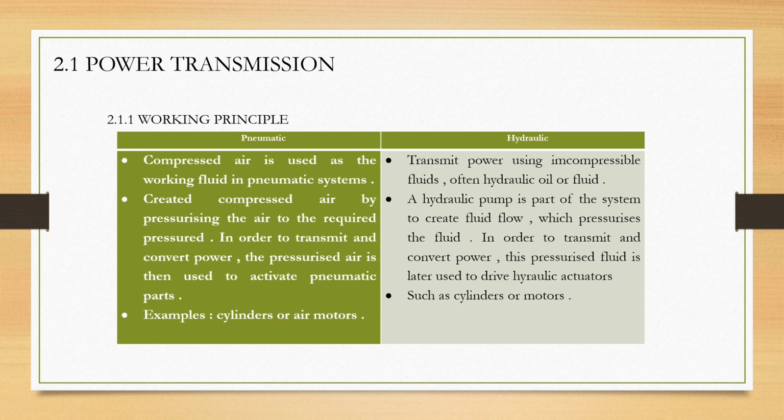First, for power transmission, both hydraulic and pneumatic systems are used for energy conversion and transmission in a variety of mechanical and industrial applications. For working principle, in pneumatic systems compressed air is used as the working fluid, for example in a cylinder or air motor. Hydraulic systems transmit power using an incompressible fluid, often hydraulic oil, such as in a cylinder or motor.